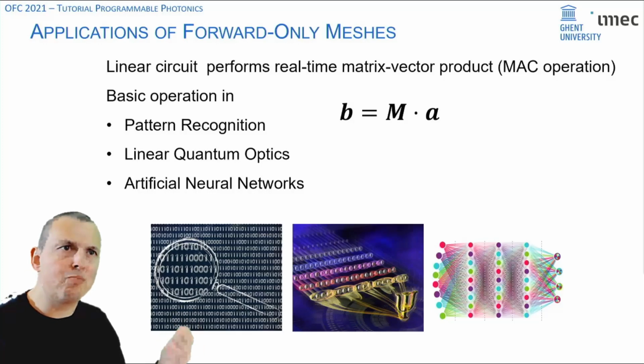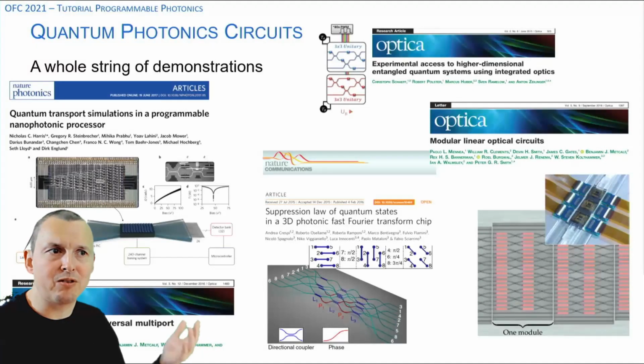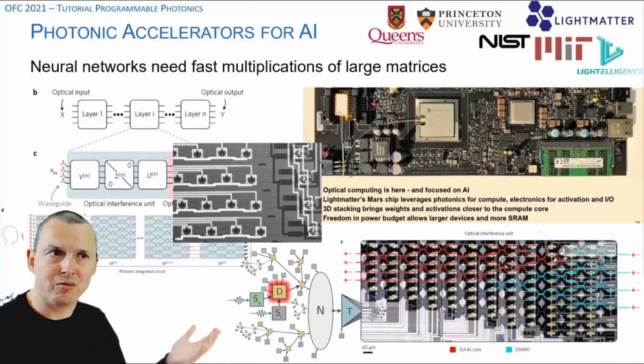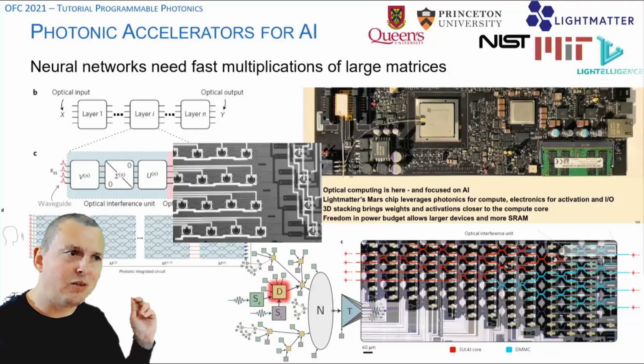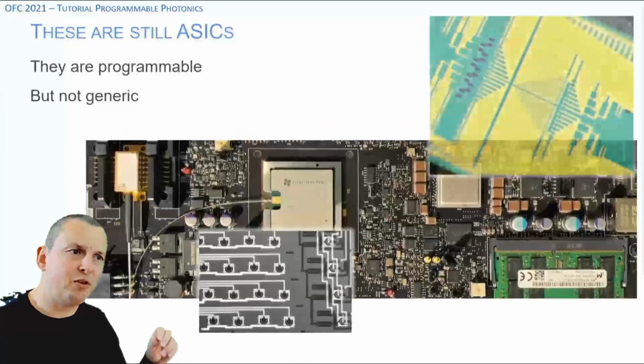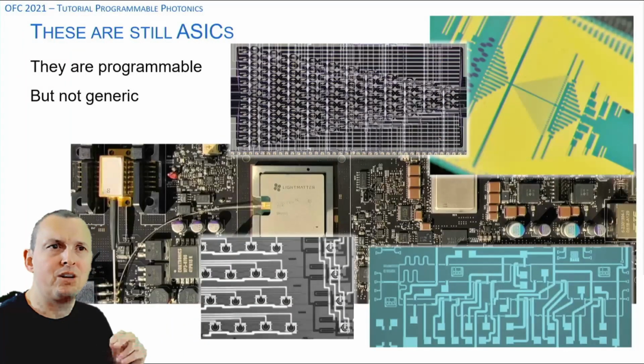And so it's no surprise that many of the demonstrations that we read about of these programmable photonic circuits are either for quantum photonics or for acceleration of artificial intelligence routines. Now, it's important to note that these forward-only circuits, even though they are programmable, are not truly generic. They do not fully meet our definition we set out as a general purpose multifunctional photonic circuit.